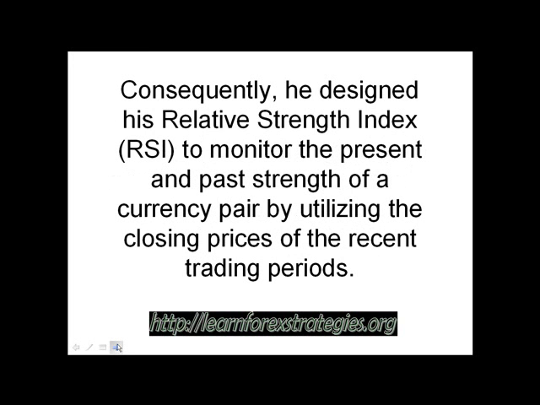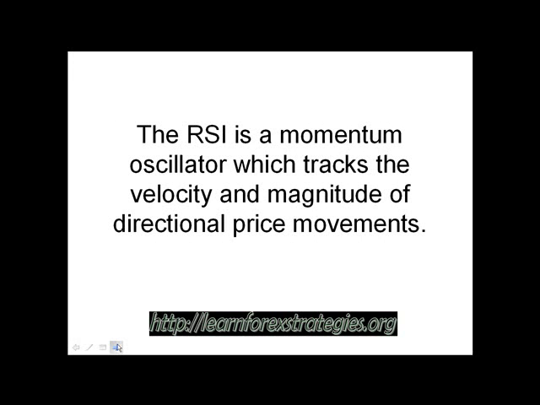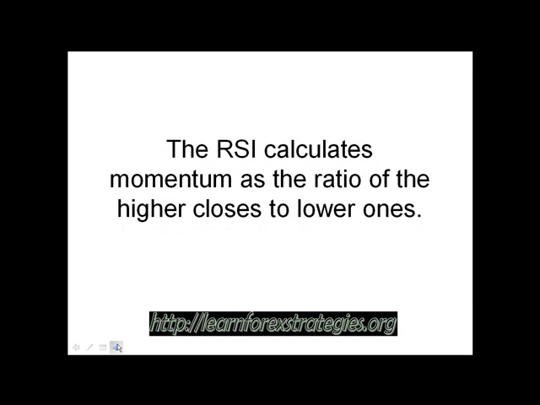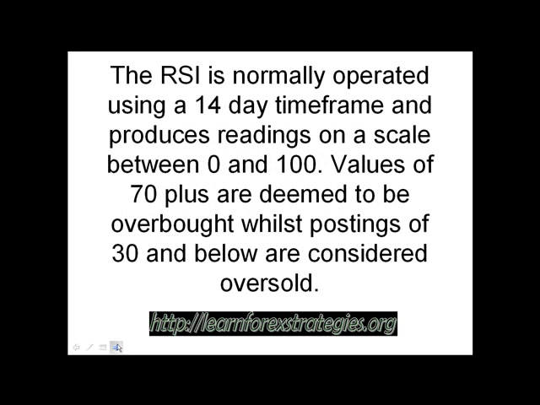Consequently, he designed his Relative Strength Index, RSI, to monitor the present and past strength of a currency pair by utilizing the closing prices of the recent trading periods. The RSI is a momentum oscillator which tracks the velocity and magnitude of directional price movements. The RSI calculates momentum as the ratio of the higher closes to lower ones. The RSI is normally operated using a 14-day time frame and produces readings on a scale between 0 and 100.